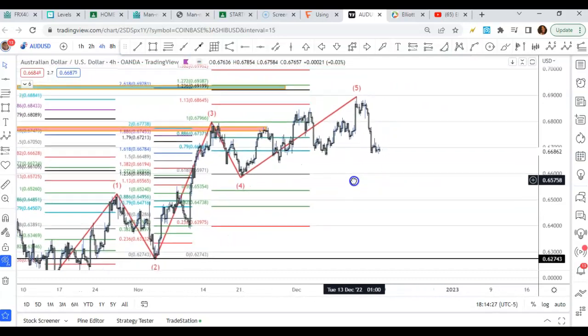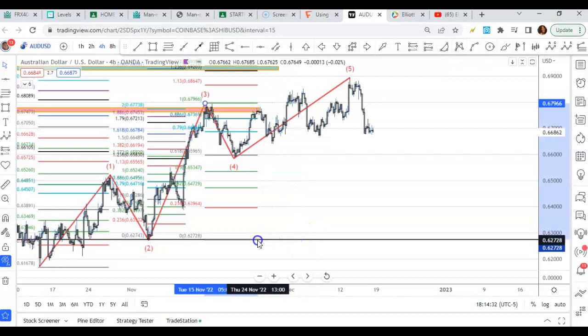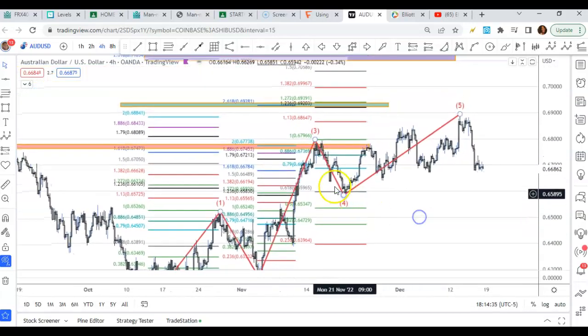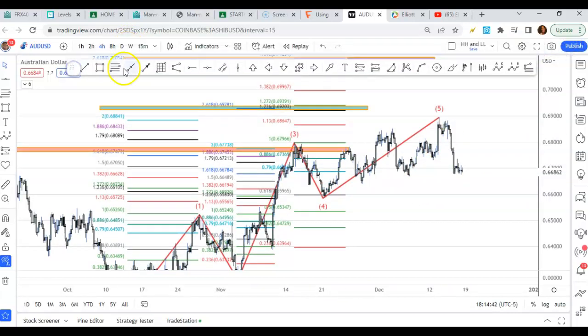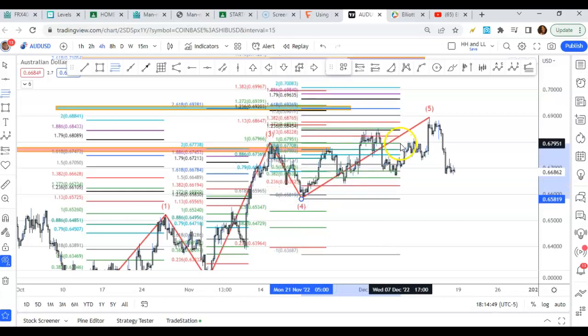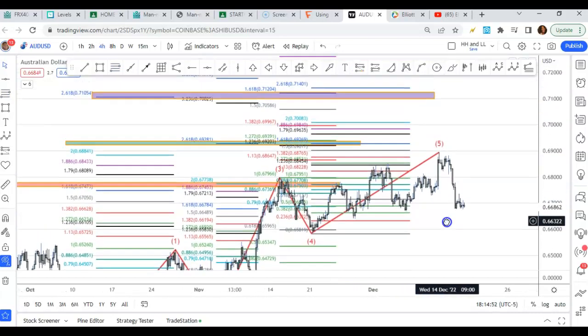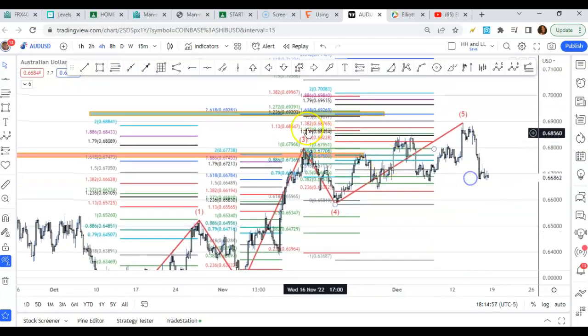And the last one that we're going to do is the extension level from the 3 to the 4. Remember, you can use your fib retracement or you can use your extension to get these levels. I'm just going to go from the 4 to the 3 right here and see how this lines up. I know it looks confusing a little bit and it'll all make perfect sense here soon.